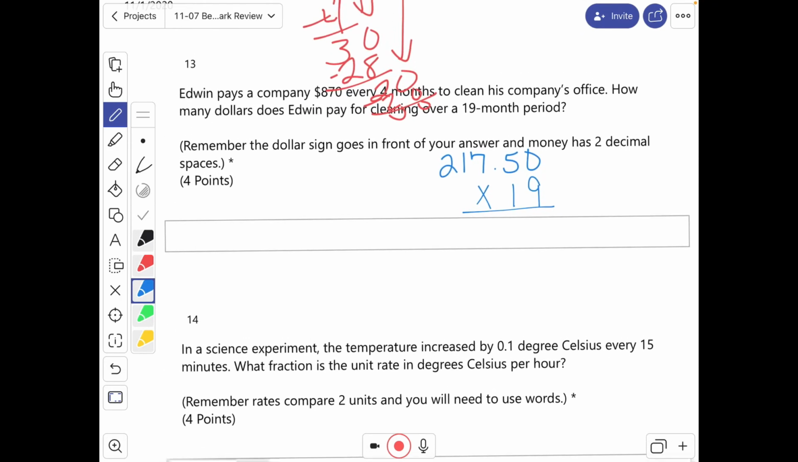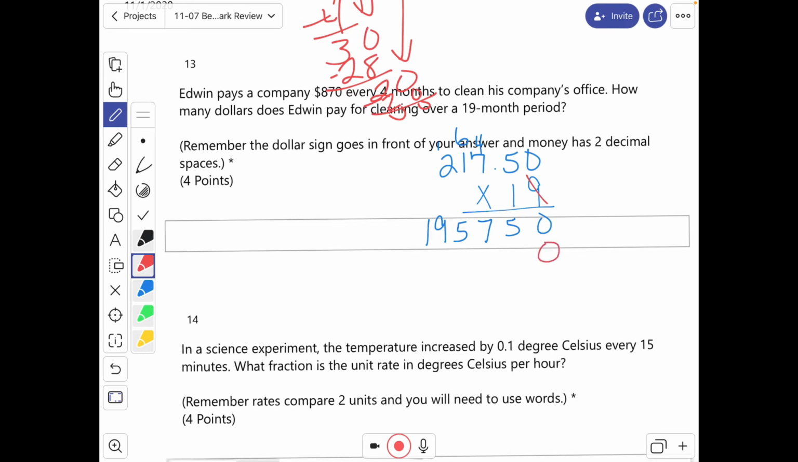First the 9. 9 times 0 is 0. 9 times 5 is 45. Carry the 4. 9 times 7 is 63 plus 4 makes 67. 9 times 1 is 9 plus 6, 15. 9 times 2 is 18 plus 1 makes 19. Not done. Mark out the 9.